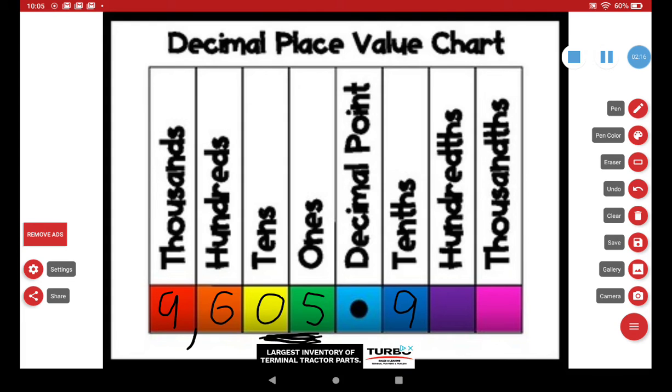A lot of you are used to saying 605. Not anymore, because "and" we're saving for the decimal point. So say it with me. 9,605 and 9/10. Okay? That's the first part of today's assignment.